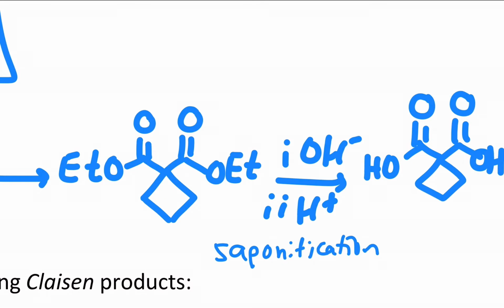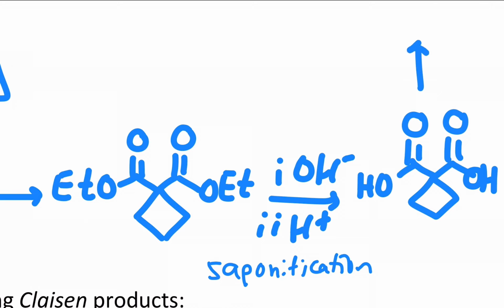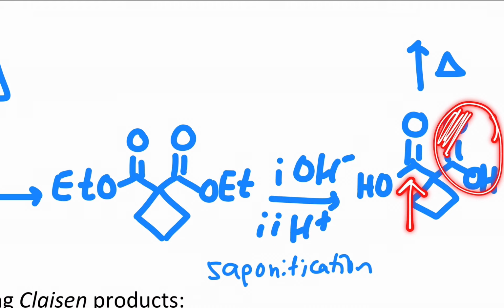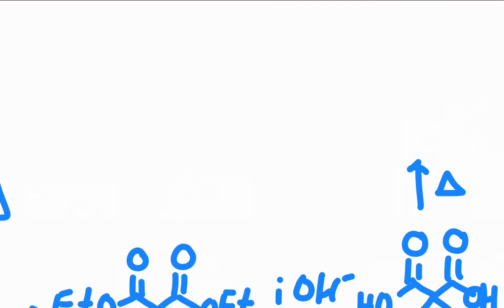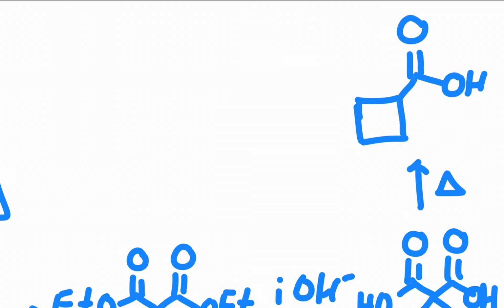And then what does that last part about heat do? Well, heating up a dicarbonyl such as this, remember if you have a carboxylic acid beta to any other carbonyl, you get to lose it as a CO2 molecule and it's gone. So we have a gaseous CO2 molecule, and left behind is that cyclobutane with one of the carboxylic acids.